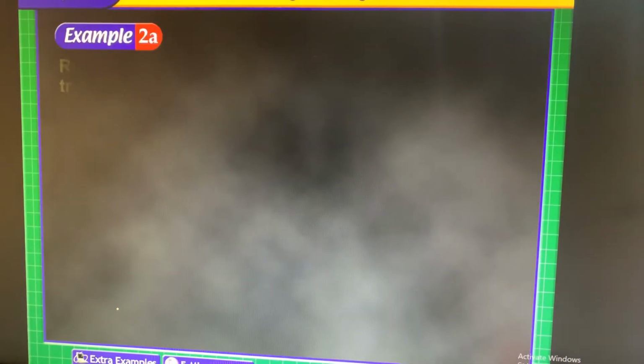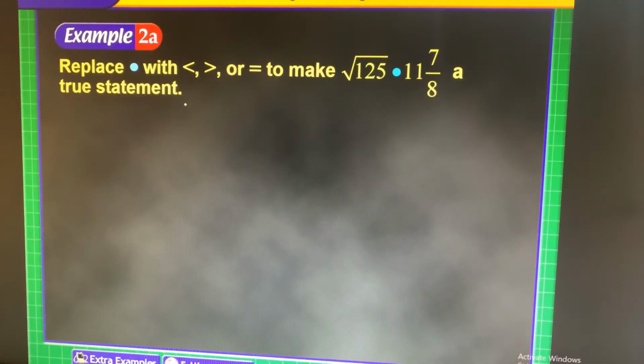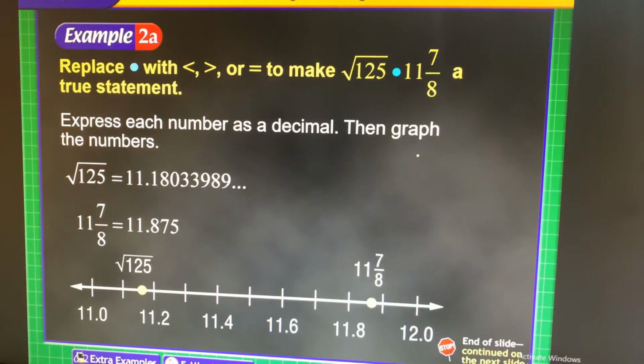So that's identifying numbers. When you do this, you definitely want to put them in the same format, whether it be decimals, whether it be fractions, whatever, so that you can compare them and see what they look like. The square root of 125 is approximately 11 2/10. And if you remember your benchmark fraction 7/8, this is 11.875. So you can clearly see that your inequality sign would be less than. So put them in the same format before you go and compare them.